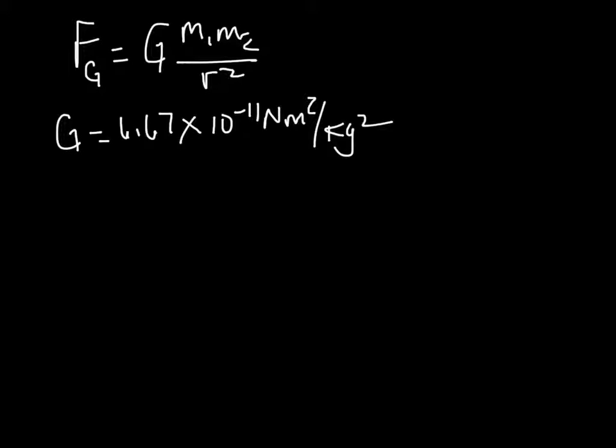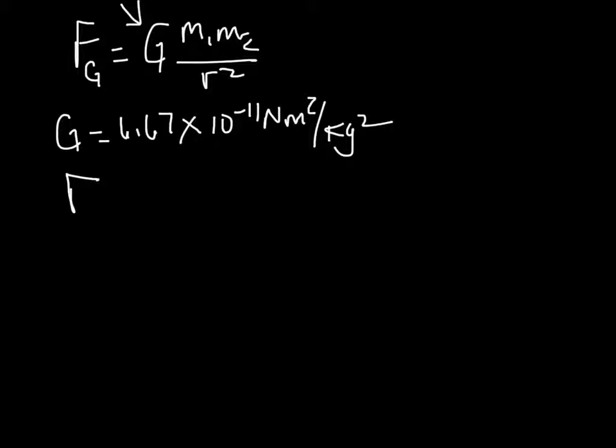In Newton's law of gravitation, you see that the gravitational force between two objects equals the gravitational constant, times the product of the masses over the square of the distance between them. Now, notice the gravitational constant is 6.67 times 10 to the minus 11 newton meters squared per kilogram squared. That's very, very small, making the gravitational force a very small force.